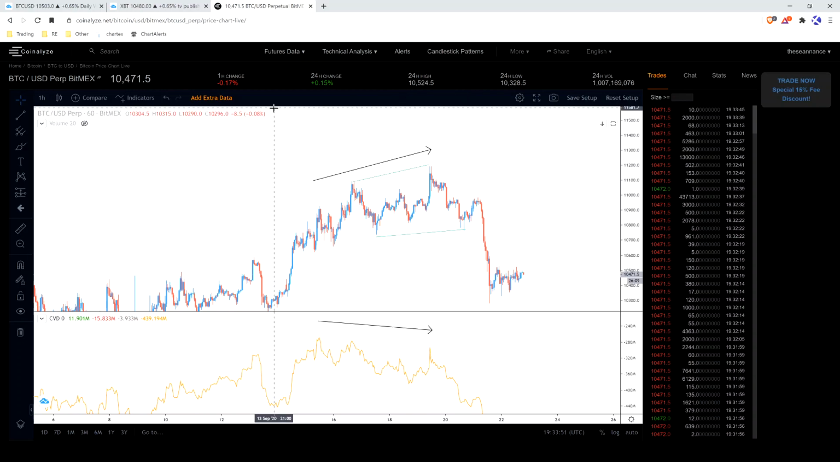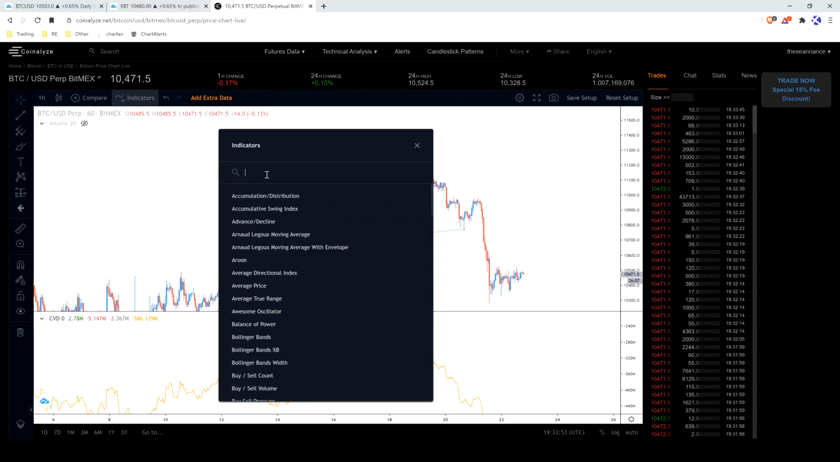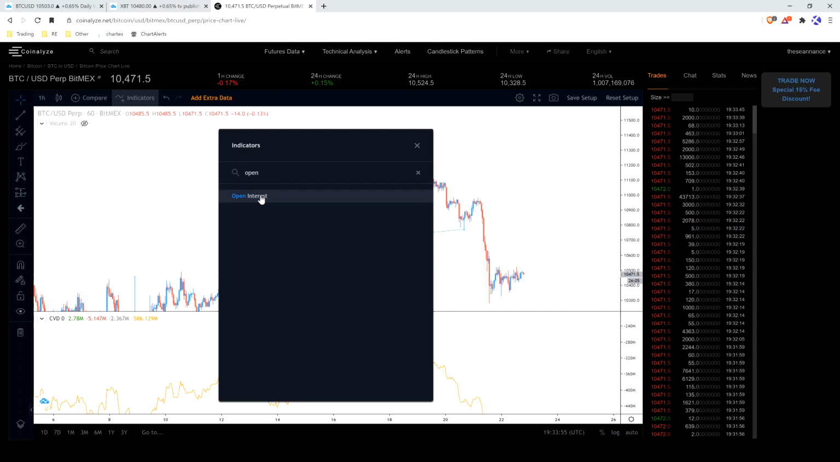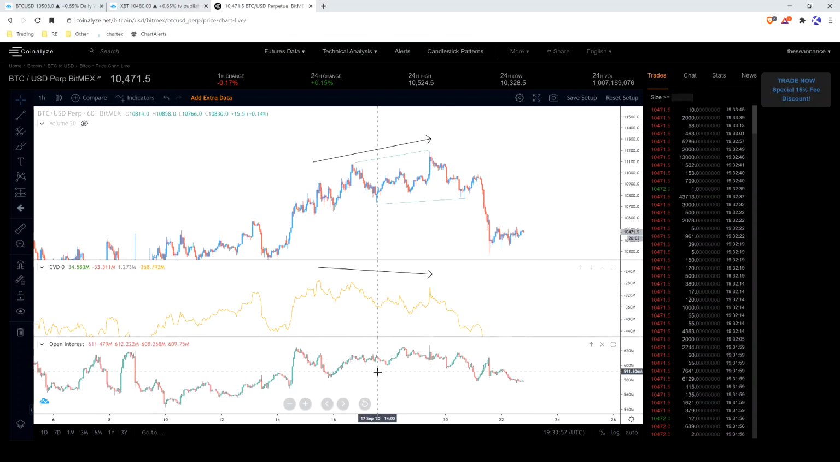Open interest. Flat. From here to here, open interest was flat. We're not getting anybody opening new positions at these levels. So when you see that, that suggests that it may not actually be a continuation pattern like you would expect it to be. It could very well be a top.